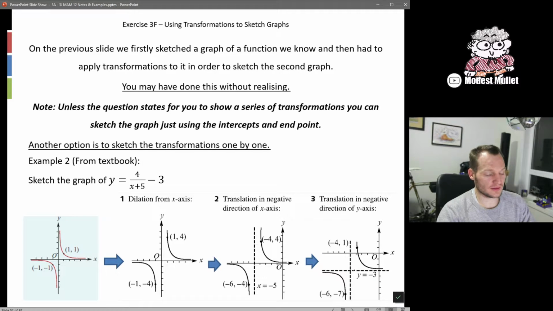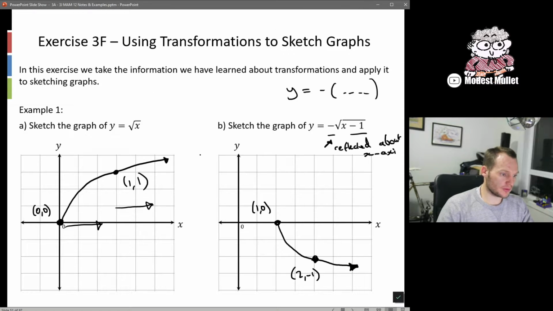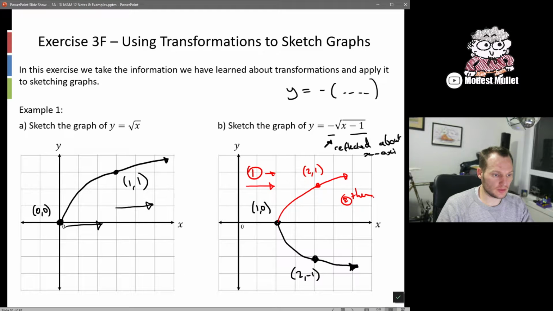We sketched the graph as it says there on the previous slide. We sketched the graph as we functionally knew it, and then we applied some transformations to it. So what were the transformations? We first moved across to the right, which would look like that, which would put us at 2, 1. And then we have reflected. So step 1 we moved across, and then step 2 we reflected. And now we've got our new graph.